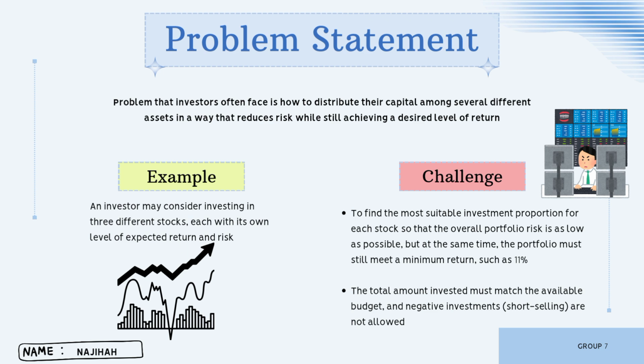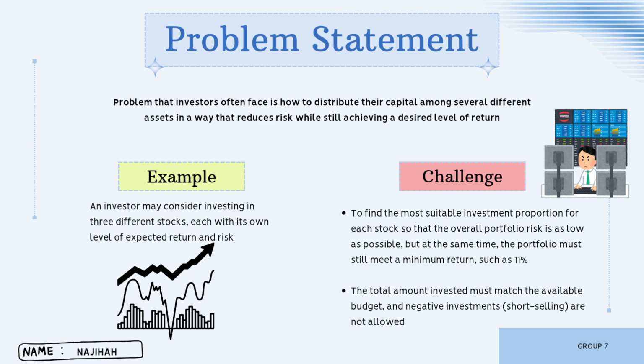One of the most common problems that investors face is how to distribute the capital among several different assets in a way that reduces risk while still achieving a desired level of return. For example, imagine an investor wants to invest in 3 different stocks. Each of these stocks has its own level of expected return and risk. The challenge here is to find the most stable investment proportion for each stock so that overall portfolio risk is as low as possible while still meeting a minimum return such as 11%.